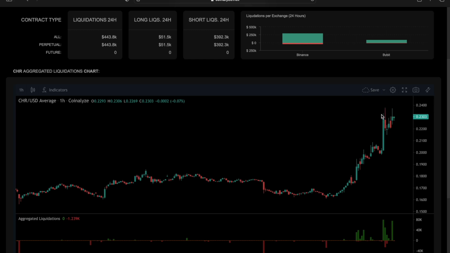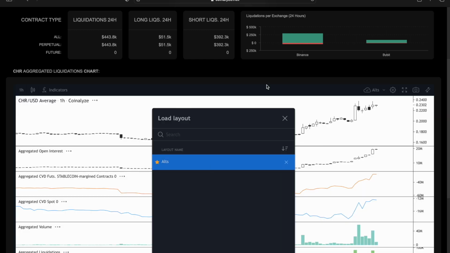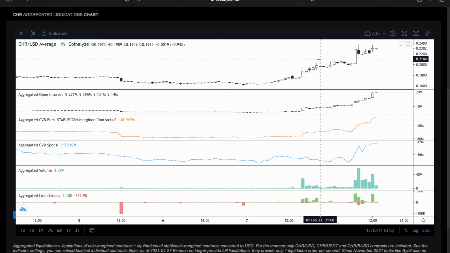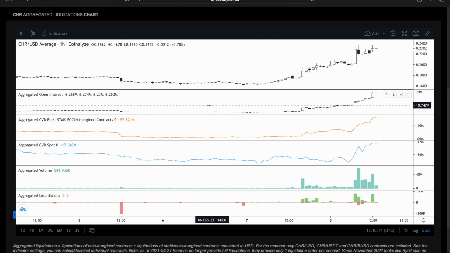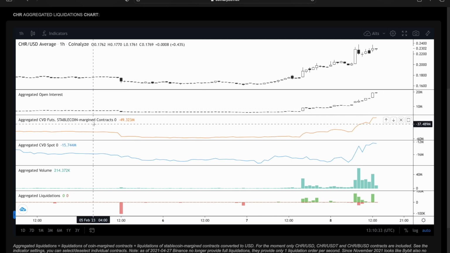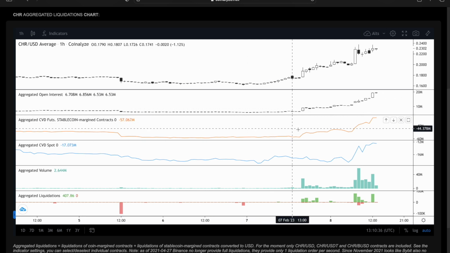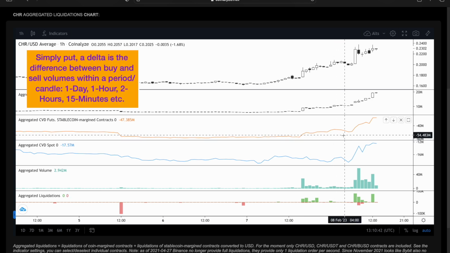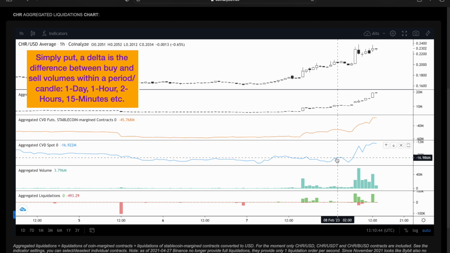And I have my template saved. So I come in here, and essentially what I have here is this is the chart. This is like your normal price chart. Aggregated open interest. This is all of the data available showing open interest. Open interest is the number of contracts that are open. You've got aggregated CVD futures. This is perps. These are trading contracts for the coin.